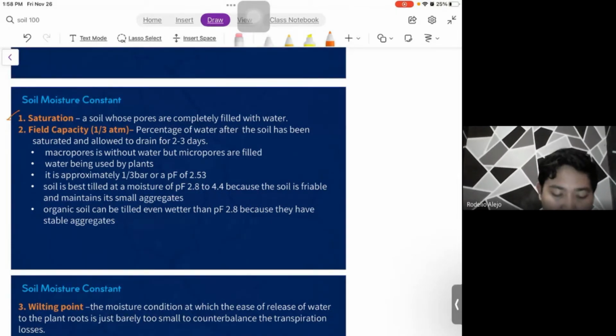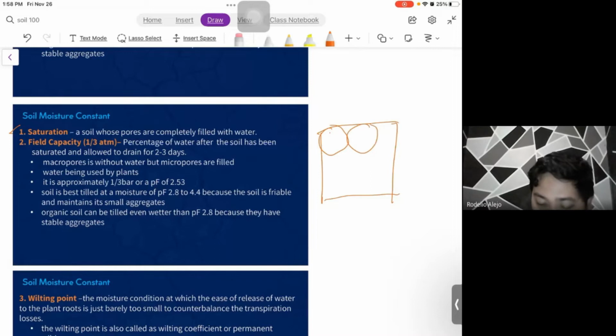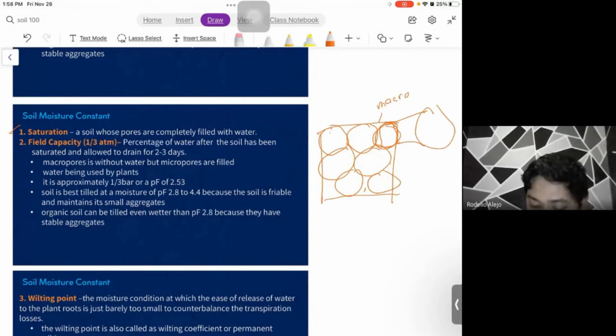So, just to review the difference between macropores and micropores. Like for example, this is our soil, with large particles. These spaces are what we call macropores. Usually air is found there. Then within a single soil particle, there are still smaller particles: sand, silt, and clay, and organic matter that have combined. The pore spaces there are what we call micropores.